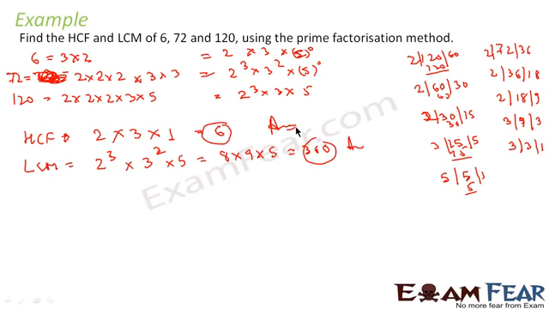That is our answer. What we have done is we have just found the prime factorization of 6, 72 and 120, and then for HCF we found the highest common factor. We found 2 and 3 are the common factors. We multiplied 3 and 2 to get 6. For LCM, we found the maximum powers: 2 to the power 3, 3 to the power 2 and 5. We multiplied them to get 360 as the answer.